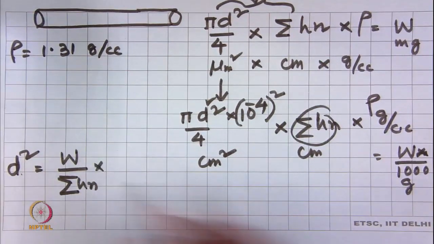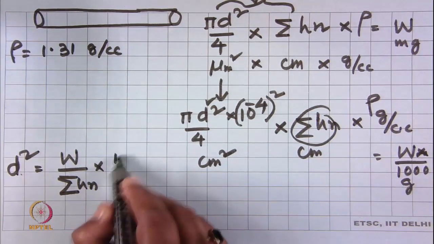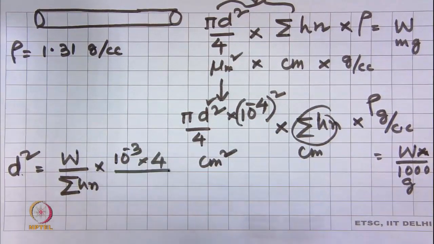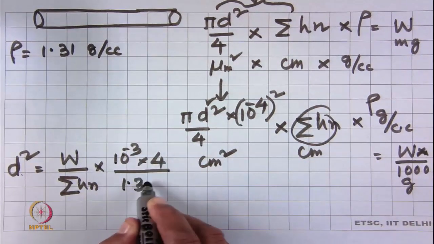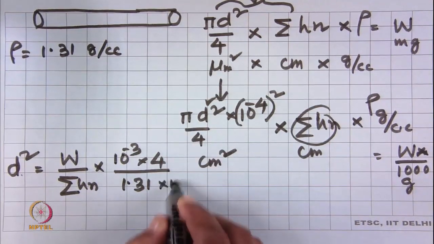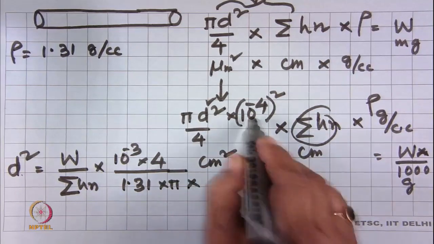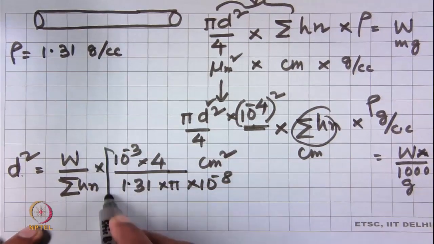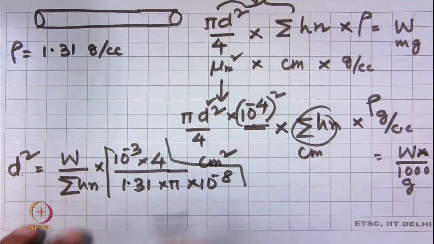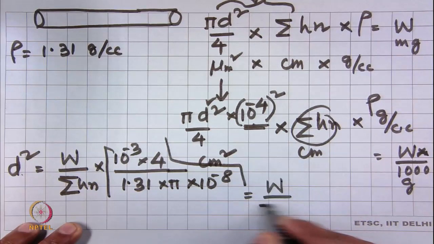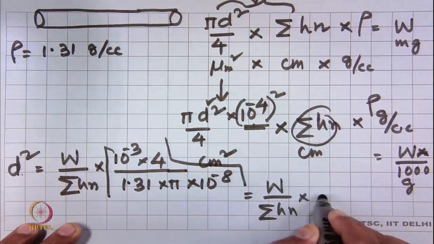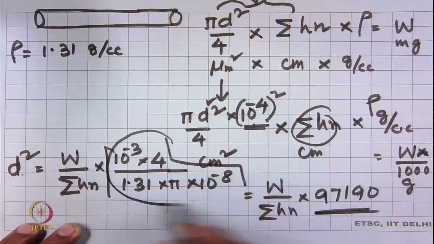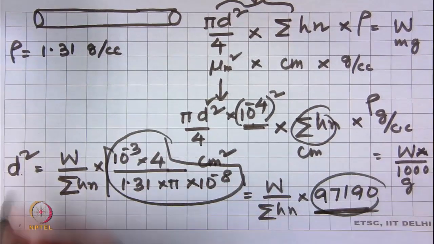Now, let us see the constants, this is 10 to the power minus 3, and this becomes 4, and here the gram per cc will go to the other side, 1.31, and this pi will go here, and this will be 10 to the power minus 8, this will go to the other side. So, if we see the total value of this, it will come out to be W by chain into 97190 approximately, this is the value we are getting, that is why this is in micron.